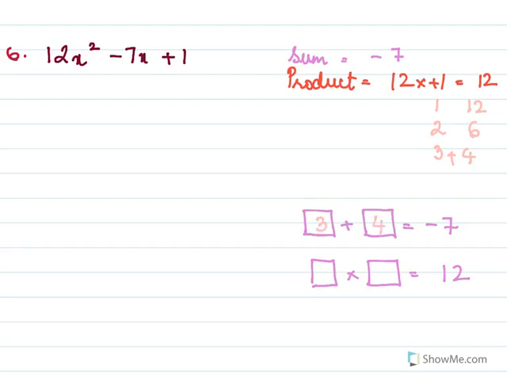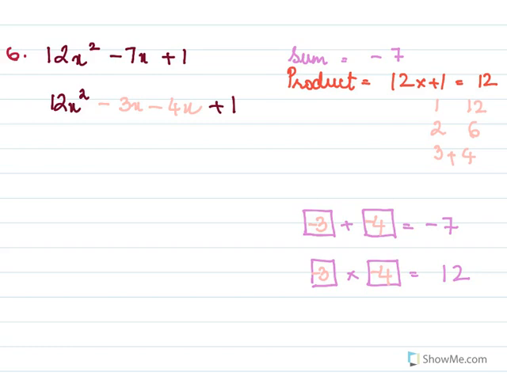So it will be 3 and 4. If you add 3 and 4, you get 7. When you multiply, you get 12. But we need minus 7. So minus 3, minus 4. So it's minus 7x. We need to split it as minus 3x minus 4x. And here it will be 12x square plus 1.